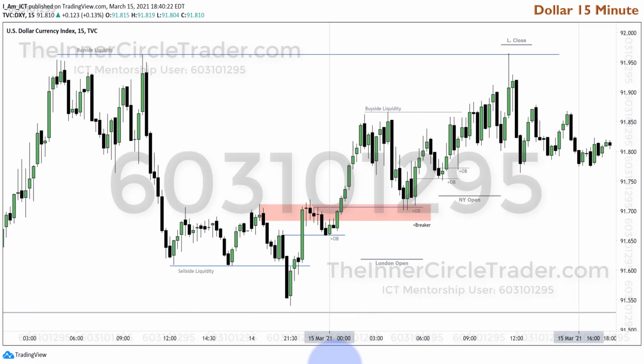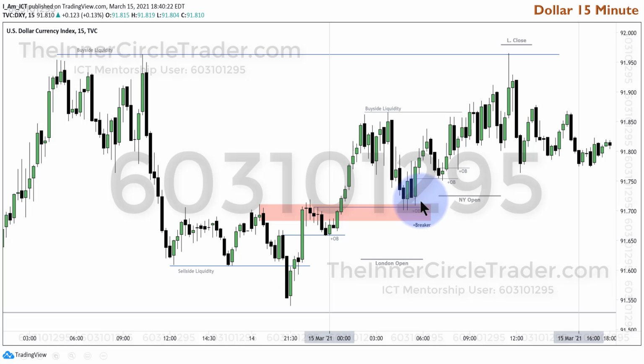Alright, here we have the Dollar Index on the 15-minute time frame. I'm just going to get right into it. Relative equal highs. We tapped into that today at London close. Buy side liquidity pool swept essentially for about 10 pips. Breaker back here, bullish breaker. Order block after running sell side liquidity.